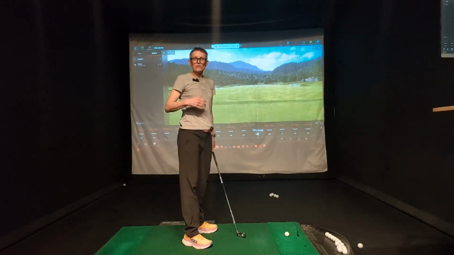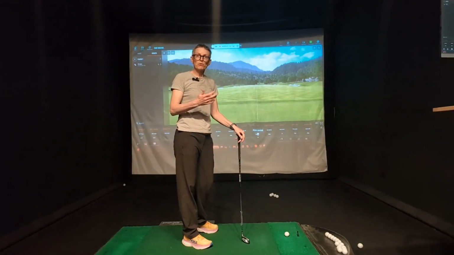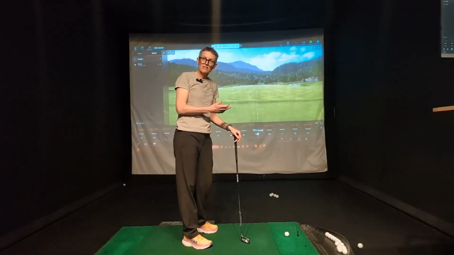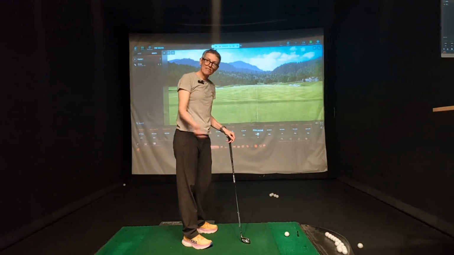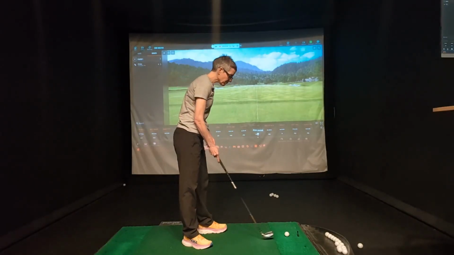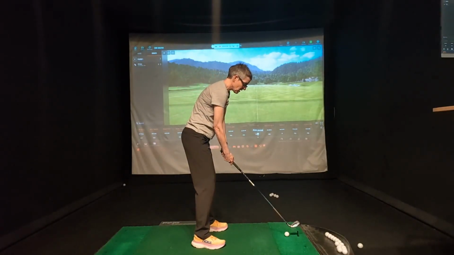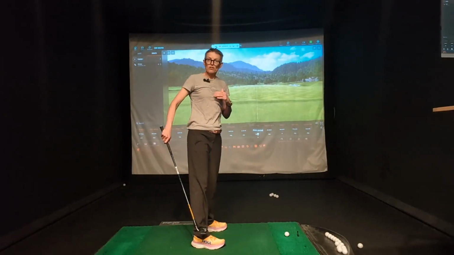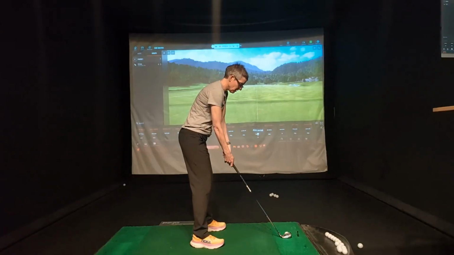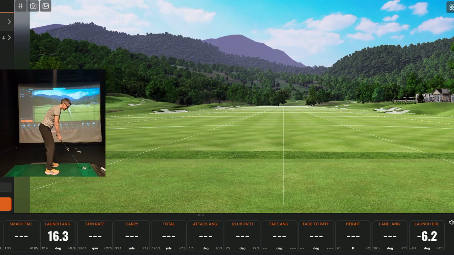A few decades ago, if the ball started left, then the diagnosis would be that you must have been swinging left. The path must have been over the top. But I'm going to show you a shot here where my path is very much to the right, but the ball is going to start to the left. Okay.